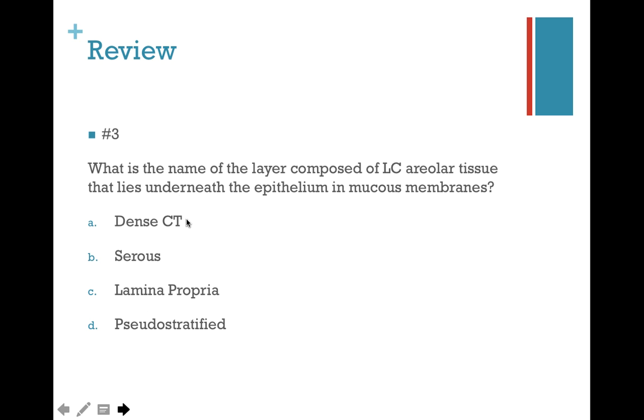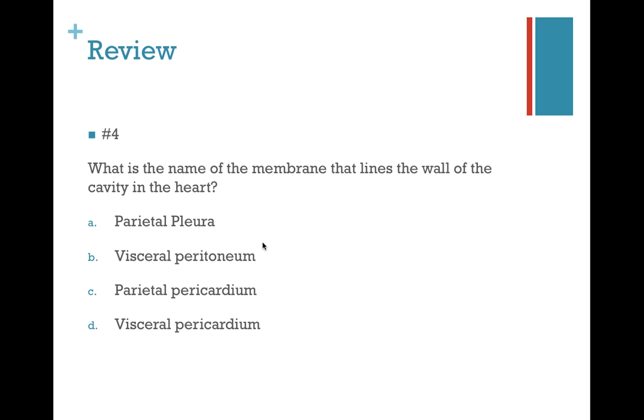What is the name of the layer composed of loose areolar connective tissue that lies underneath the epithelium in mucous membranes? What is that going to be? You guessed it. It's going to be the lamina propria. It's only in mucous. What is the name of the membrane that lines the wall of the cavity in the heart? So again, it lines the wall. It's like wallpaper. That's right. It's going to be parietal pericardium.